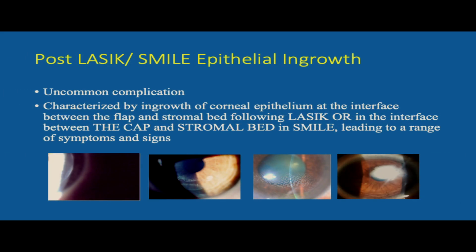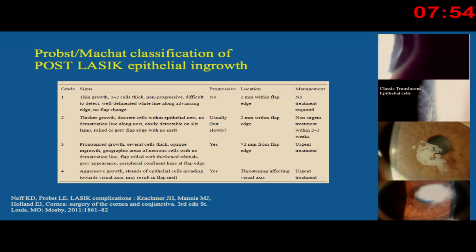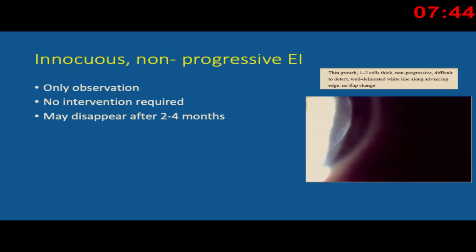Yeah, perfect. So friends, we all know that post-LASIK or SMILE epithelial ingrowth is a rather uncommon complication. It is characterized by ingrowth of the corneal epithelial cells, which are stratified epithelium, at the interface between the flap and the stroma in LASIK and between the cap and the stroma in SMILE. This is a beautiful classification given by Probst and Machat many decades ago, which discussed how epithelial ingrowth should be tackled as you go progressively up the gradient.